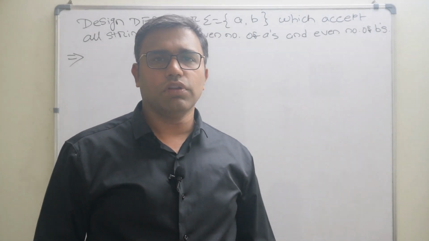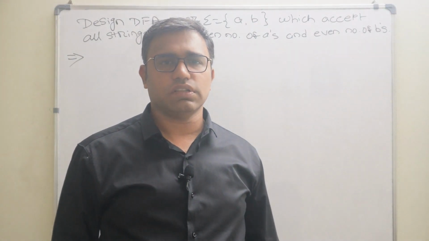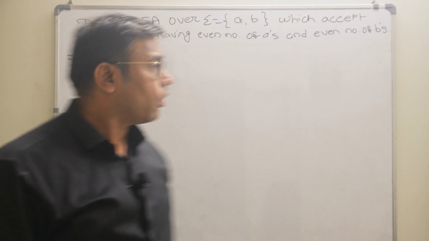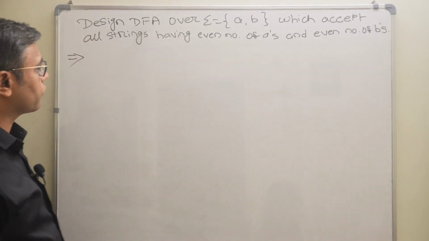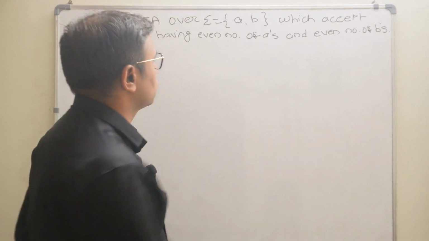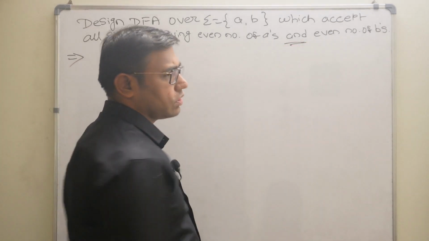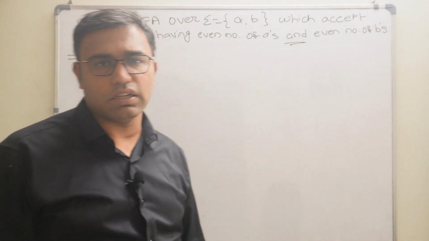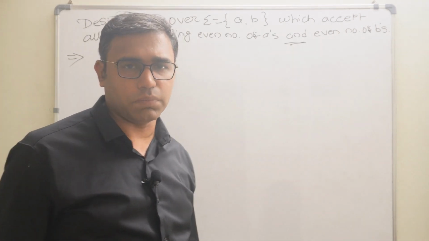Hi, in this video we'll see the construction of a deterministic finite automata over input symbols a, b, which accepts all the strings having even number of a and even number of b. So there is a condition called AND. So the string must contain even number of a and even number of b.